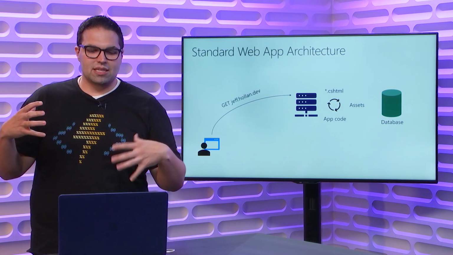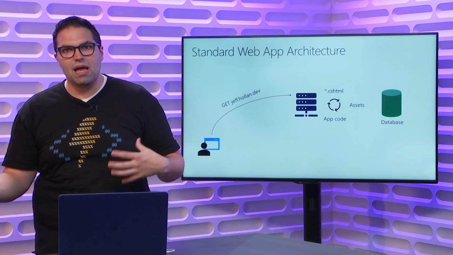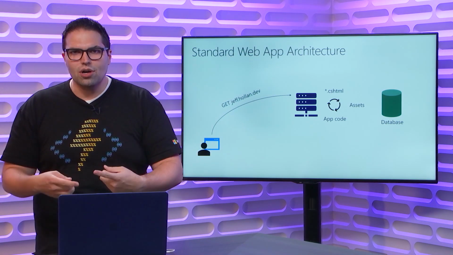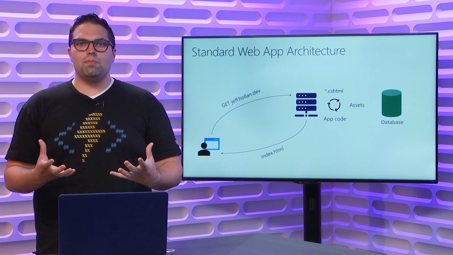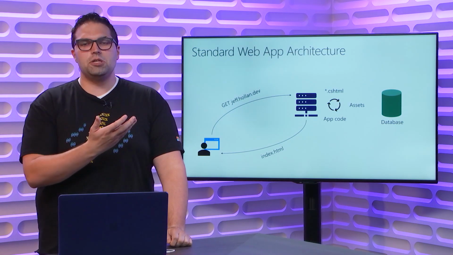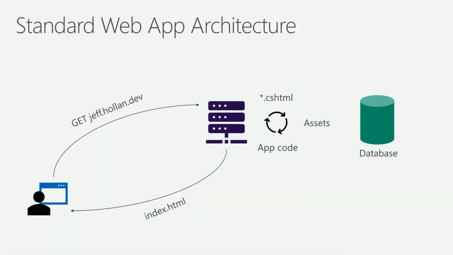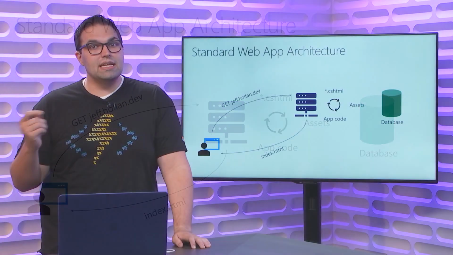Maybe it has some things like Razor files or CSHTML. It's got some assets and images. And the server is going to render an index.html page. And it's going to return that page back to the browser, and the browser pretty much just paints it for you, right? So this is the traditional web architecture. You've got your browser, you have a server that's running some code, maybe talking to a database behind the scenes.